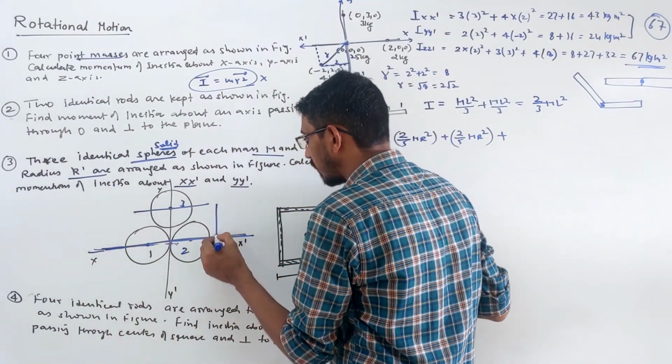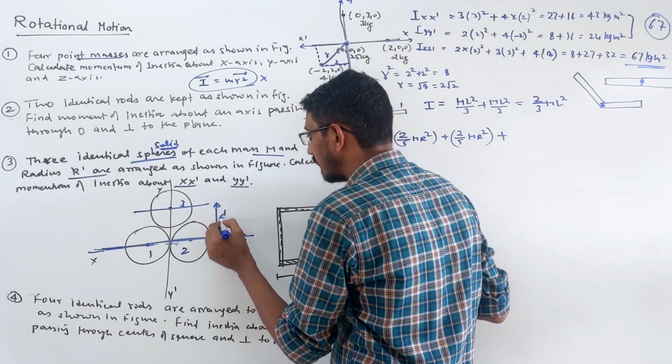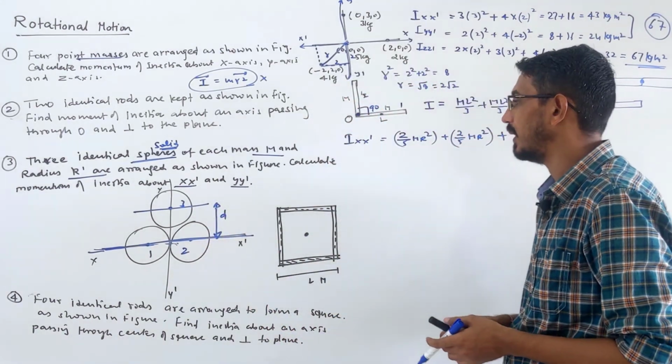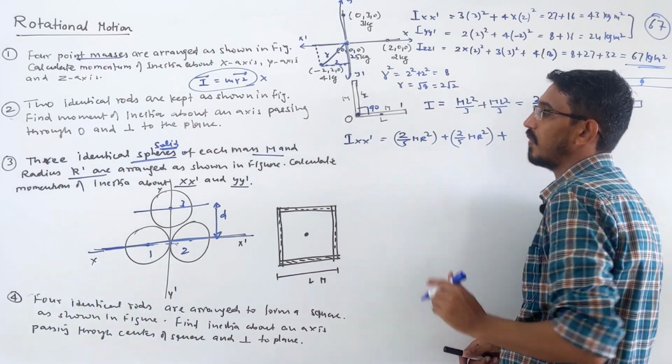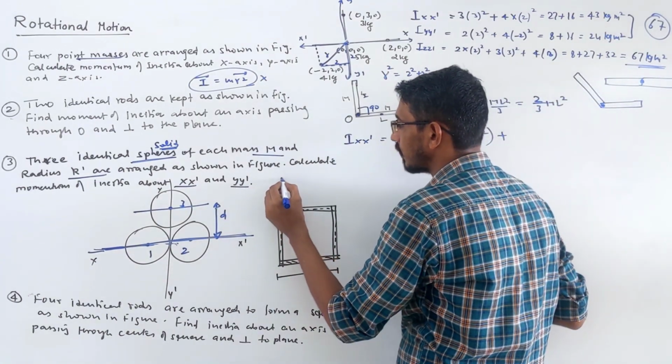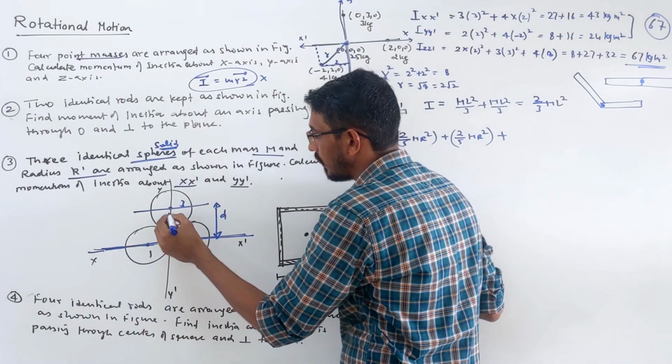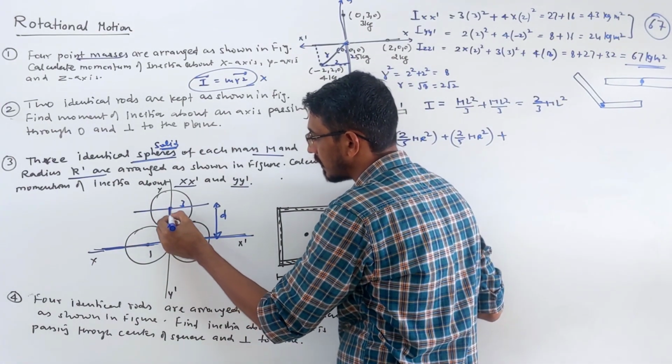So this distance we have to calculate, d distance. Then you write parallel axis theorem, right? So this I1, this I2, sphere 1, sphere 2, sphere 3 you are finding. So let's find that d. So how to find d? Means we need that straight distance, this distance we need.